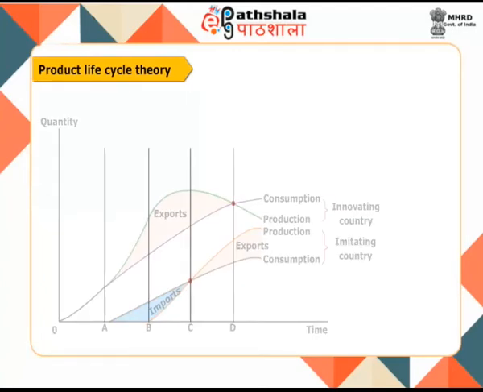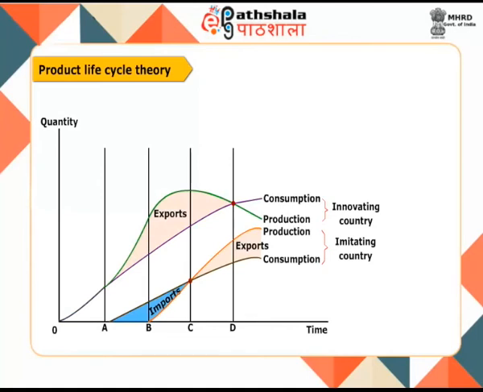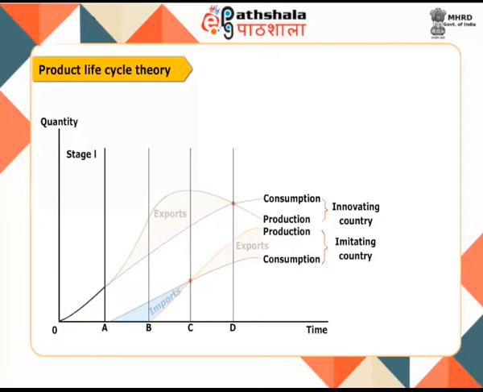In the figure, we have measured quantity along the y-axis and time along the x-axis. In stage 1 or new product phase, the product is produced and consumed only in the innovating country. New products are introduced to meet local needs, and new products are first exported to similar countries, that is, countries with similar needs, preferences, and incomes.